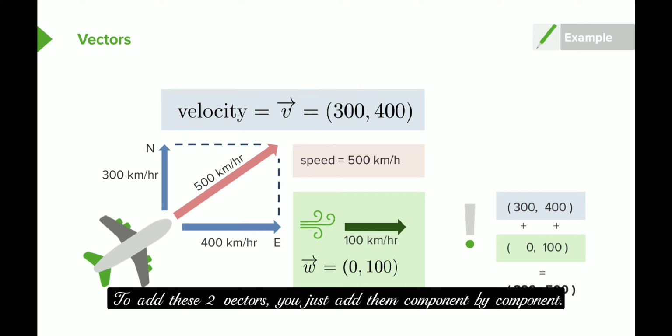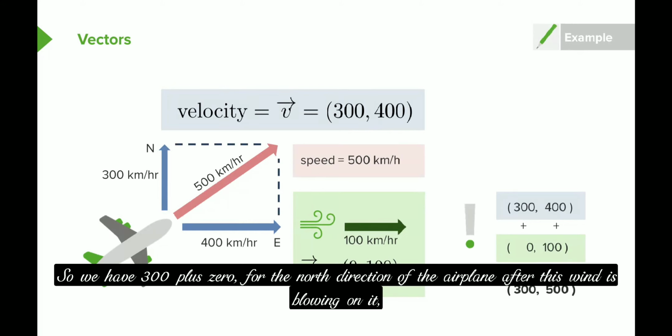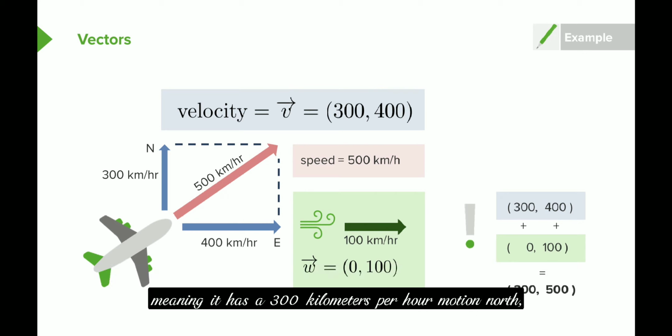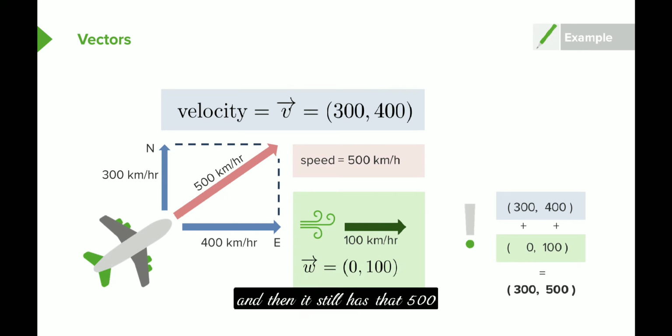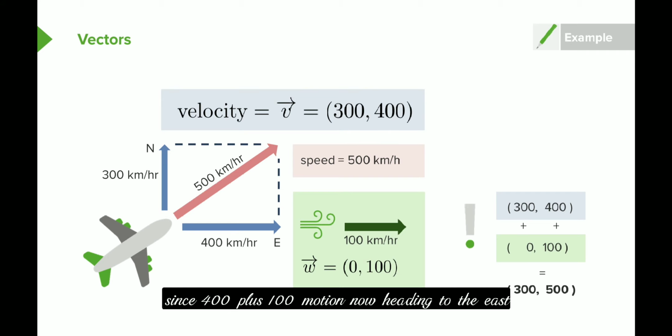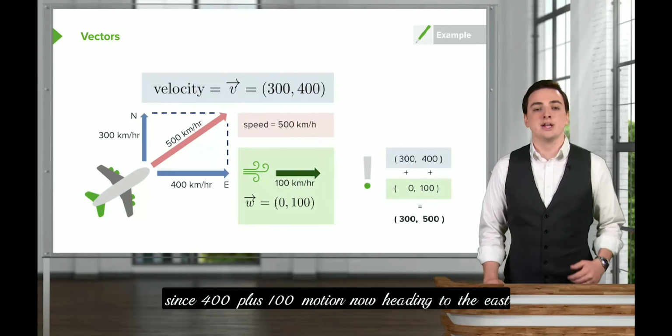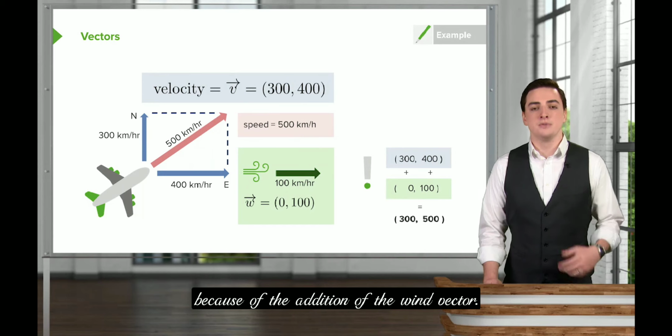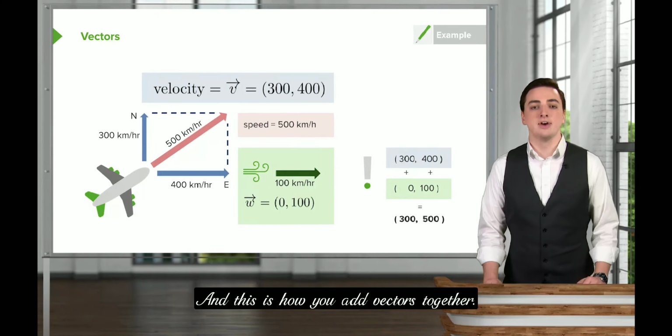To add these 2 vectors, you just add them component by component. So we add the north with the north and the east with the east. So we have 300 plus 0 for the north direction of the airplane after this wind is blowing on it, meaning it has a 300 kilometer per hour motion north, and then it still has that 500, since it's 400 plus 100 motion, now heading to the east because of the addition of the wind vector. And this is how you add vectors together.